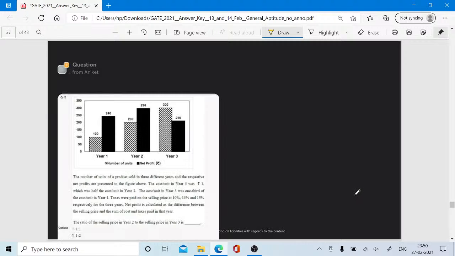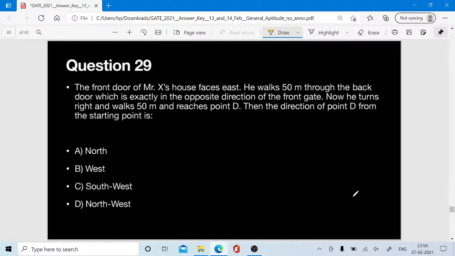Let's see the next question. Question 29. The front door of Mr. X's house faces east. He walks 50 meters through the back door, which is exactly in the opposite direction of the front gate. Now he turns right and walks 50 meters, and reaches point D. Then the direction of point D from the starting point is dash. North, west, southwest, northwest.